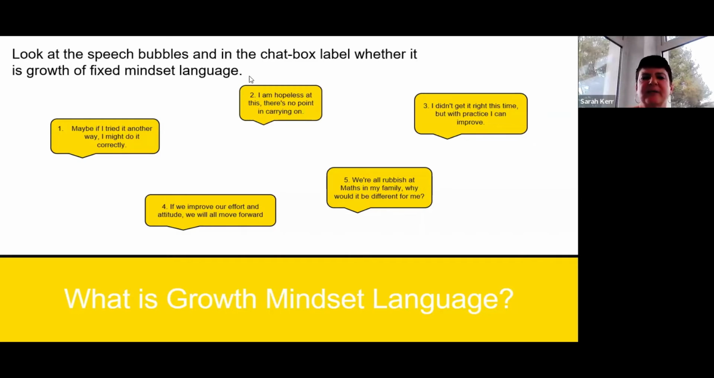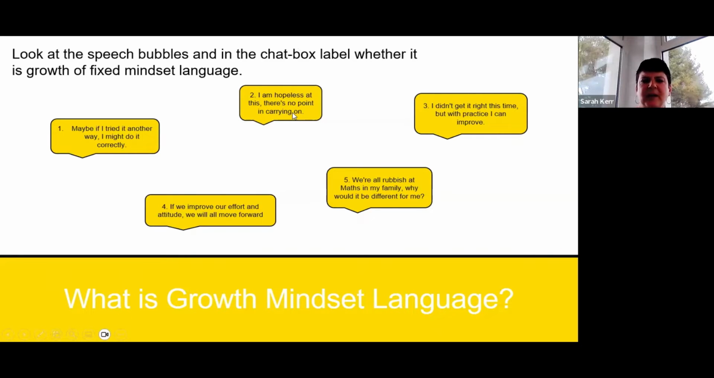Growth mindset for the first one, absolutely. Fixed mindset for the second one, yeah. Got some lovely answers coming on board here, thank you. Yeah, number one, maybe if I tried it another way, I might do it correctly. Absolutely. That's a nice example of having a growth mindset, of being reflective. And then the second one, I'm hopeless at this. There's no point in carrying on. Fixed mindset. There's no room for maneuver there. Absolutely. Thank you, Hugh. Thank you, Benjamin.